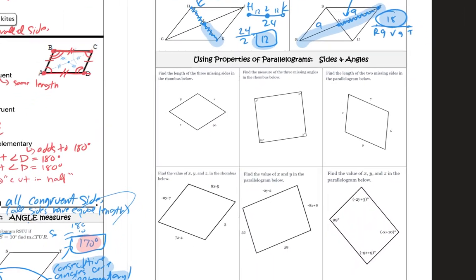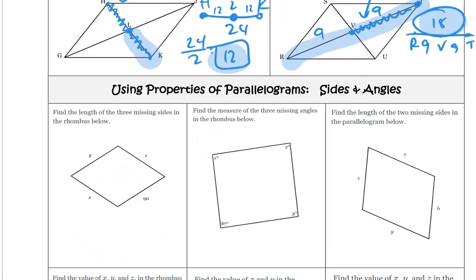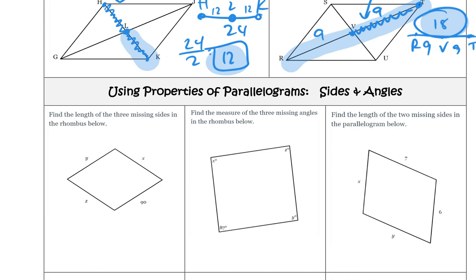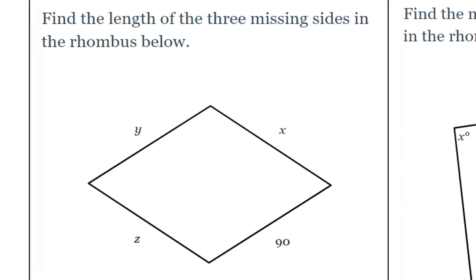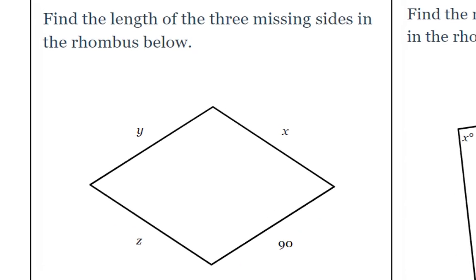All right, so now we're getting into the tougher stuff, but we got this. Just now we're going to use the properties of sides and angles both. All right, so let's see. Let's go through these. Let's see what we talked about and what we remember. Okay, so see if you can get this first one on your own. I've already told you how to do it. All right, so it says find the length of the 3 missing sides of the rhombus.